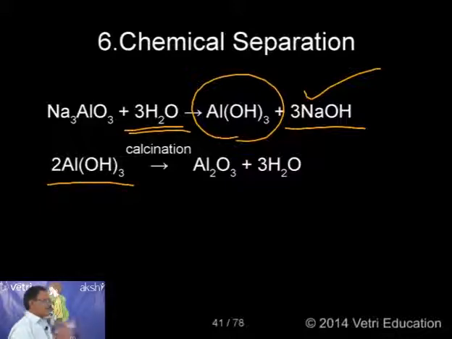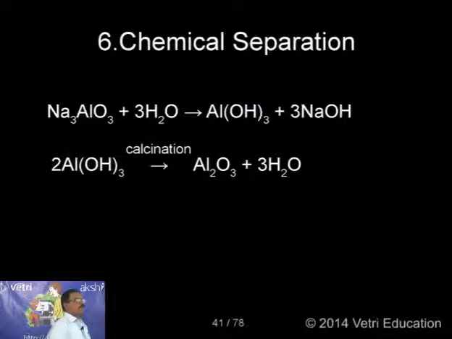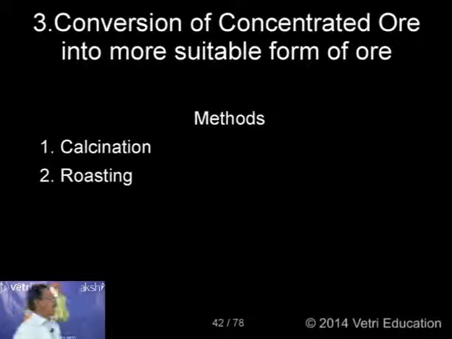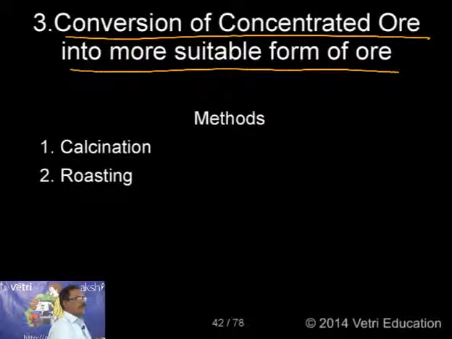Now when you heat, or calcinate, this aluminum hydroxide at a higher temperature, it is converted into the suitable form Al2O3, and again water is eliminated. So we are getting the final form Al2O3. We are concentrating with the help of chemical separation. Kindly follow. This is the specific example I have pointed out. By following any one of these methods, we can concentrate the ore. Okay, let me go to the third step: conversion of concentrated ore into a more suitable form. This is another most important method. I have discussed a number of methods for how to concentrate ore.